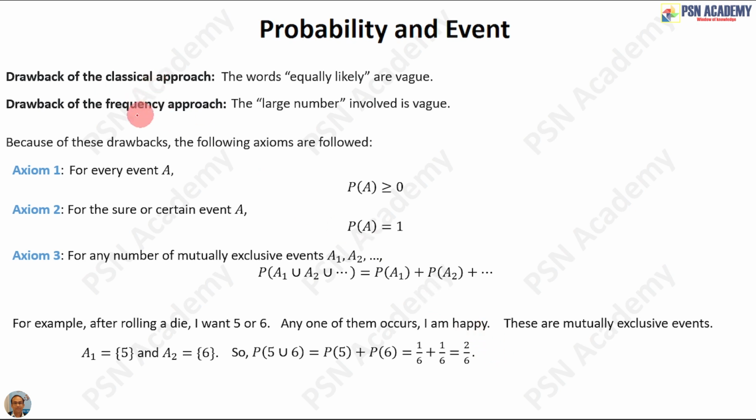So I hope you have the clear concept about the probability and the two approaches, that is classical approach and the frequency approach, and the drawbacks. You also have learned about the axioms, and also you have a clear idea about event.